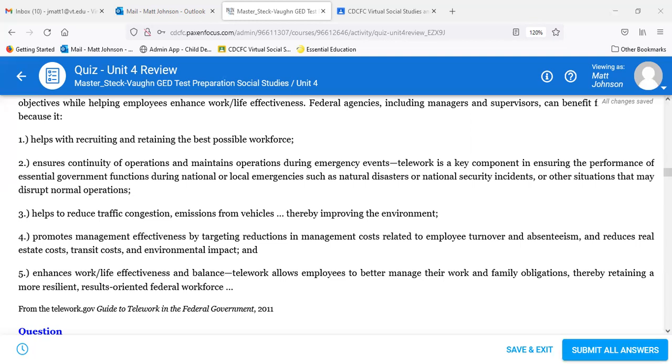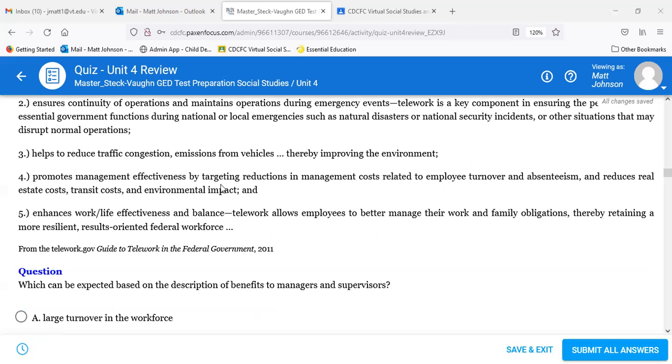Telework allows employees to better manage their work and family obligations, thereby retaining a more resilient, results-oriented federal workforce. From the Telework.gov Guide to Telework in the Federal Government, 2011.